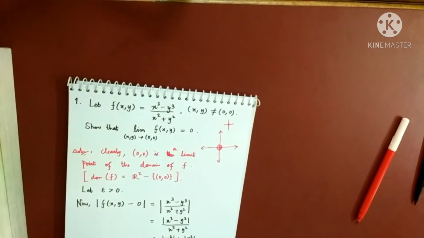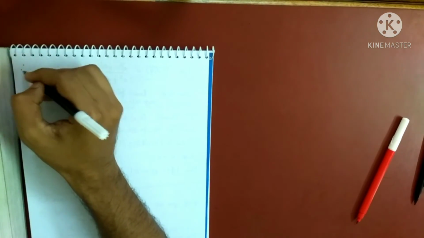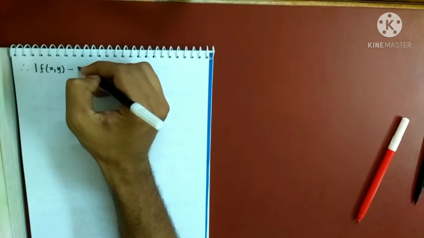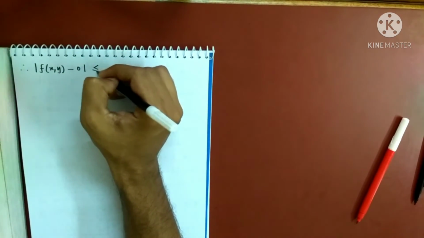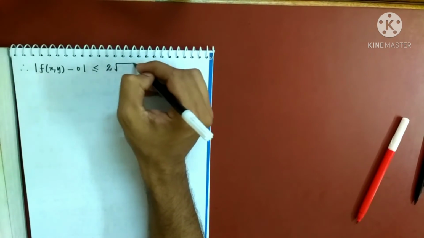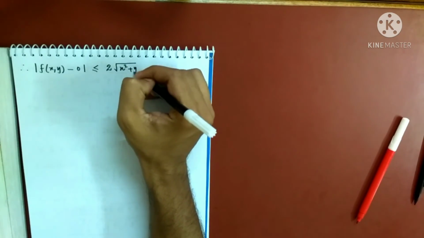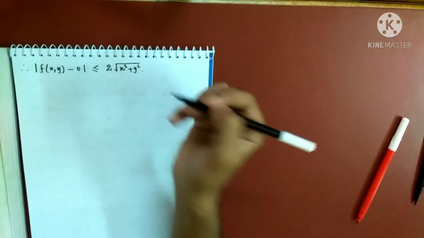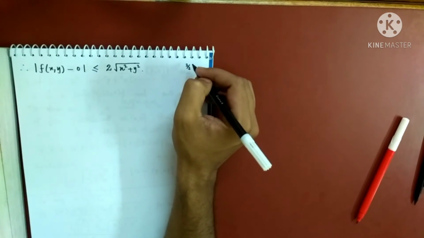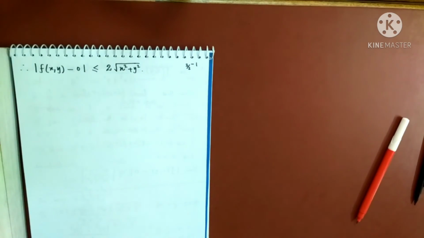So therefore, modulus of f(x,y) minus 0 is eventually less than or equal to 2 times root over of x square plus y square. Why root over of x square plus y square? Because in the numerator I had power 3 by 2, in the denominator I had power 1. If I subtract them, I am getting power half, and power half means root. So eventually I have got this.